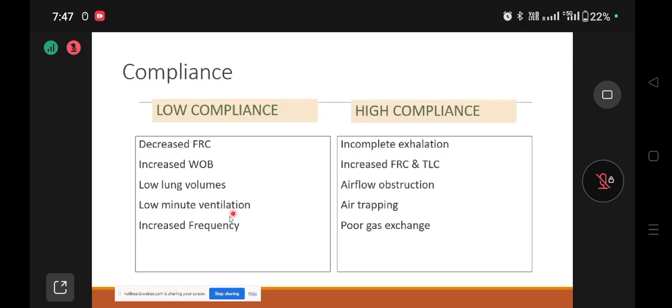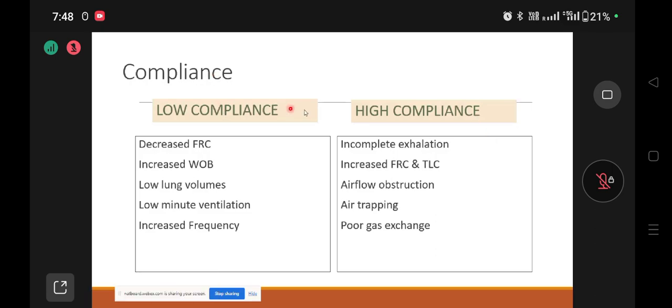There is a low minute ventilation and a compensatory increase in frequency, or tachypnea, which a normal child will exhibit when the tidal volumes or the minute ventilation decreases. On the contrary, we talked about low compliance states, and then there are high compliance states where the lung is overinflated. There is incomplete exhalation. Your functional residual capacity and total lung capacity are actually increased rather than decreased. There's a lot of airflow obstruction, air trapping, and poor gas exchange. This classically happens in conditions of airway obstruction such as bronchial asthma.